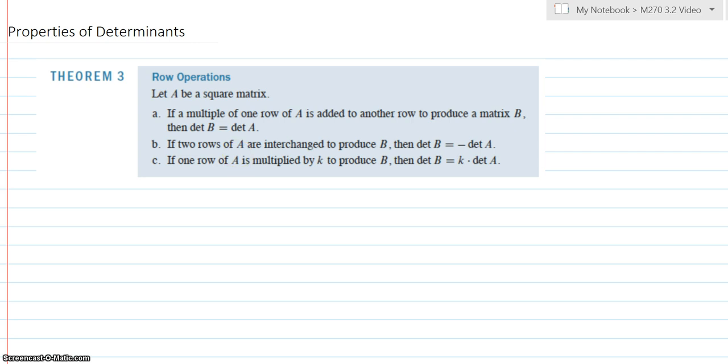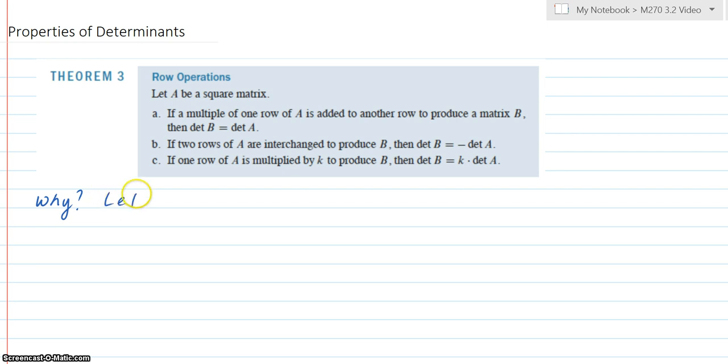The proof of this is in the book at the end of the section, if you want to look at it. What I'm going to do is just show why it's so with a 2 by 2. So I'm going to prove it for a 2 by 2.